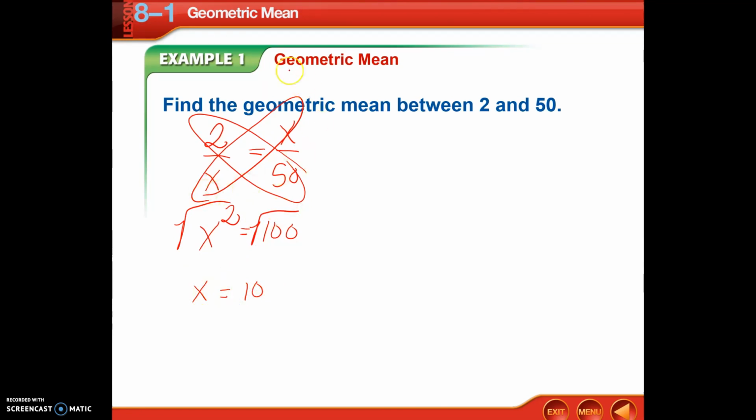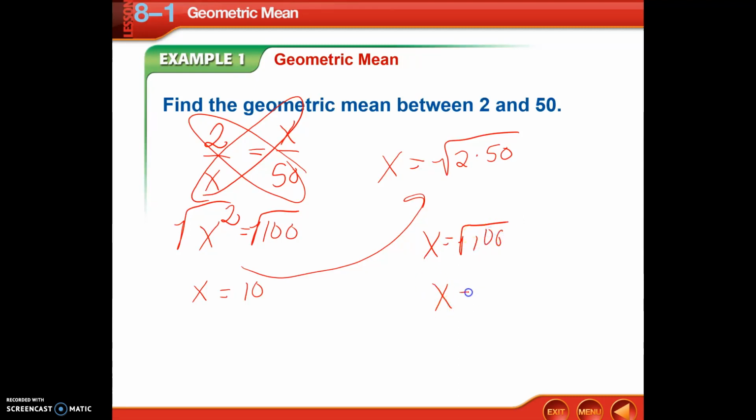So instead of having to set up a proportion every time, because we see that this works every time, we can just say that the geometric mean between 2 and 50 is the square root of 2 times 50. So that's how most rules or formulas are found in math: they just started seeing a pattern, and instead of going through all these steps every time, I can just go straight to what I see happen at the very back end of it. So x equals the square root of 100, where x equals 10.